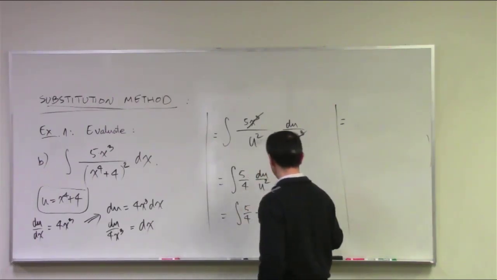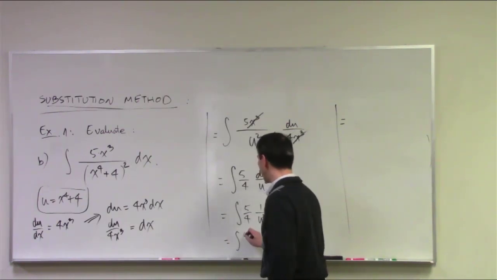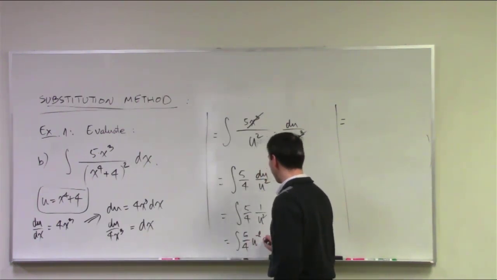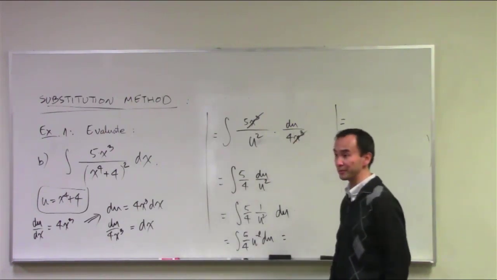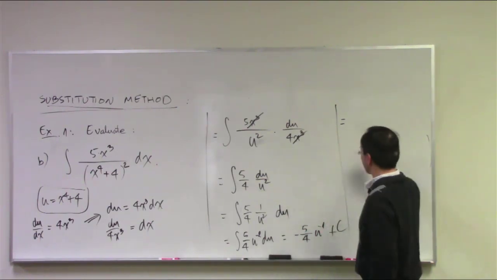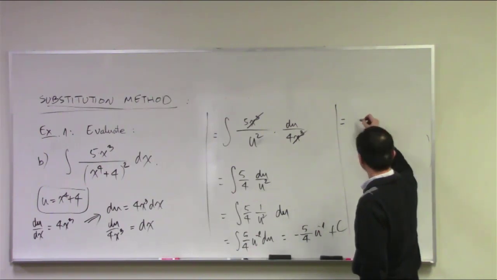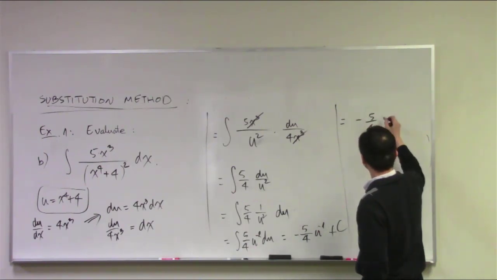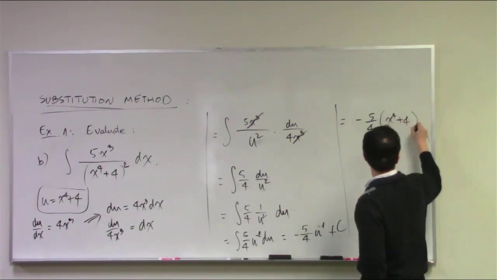So you can rewrite it as 5/4 u to the minus 2 power. Now you're ready for finding that antiderivative. It's going to be negative 5/4 u to the negative 1 power plus c. So that's making it minus 5/4 times x to the 4th plus 4 to the negative 1 power.